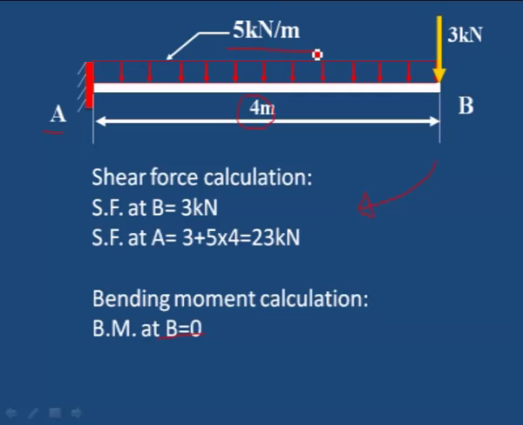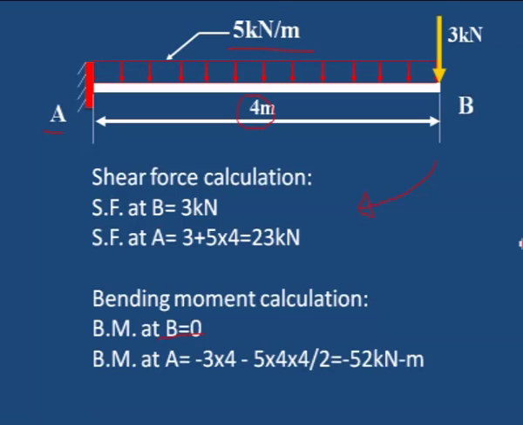Then for the uniformly distributed load, 5 into 4 is the total load, which acts at a distance of 2 meter from A, because it acts at the center. 5 into 4 is the load, into distance 4 divided by 2. See here, minus 3 into 4 is the moment of the point load, then 5 into 4 is the load and distance is 4 divided by 2. If we add, we will get minus 52 kilonewton meter as the bending moment at A.